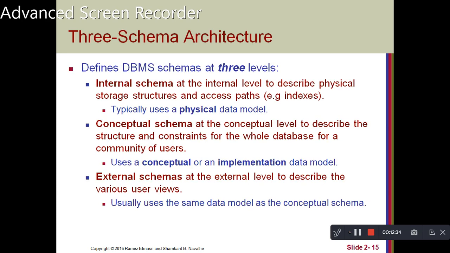Now we are going to see the three schema architecture in the DBMS. There are three important levels: internal, conceptual, and external. So internal schema, conceptual schema, and external schema. We already discussed the conceptual schema. It lies between the internal and the external schema. The internal schema is the physical storage structure and access path. The conceptual schema describes the structure and constraints for the whole database for a community of users.